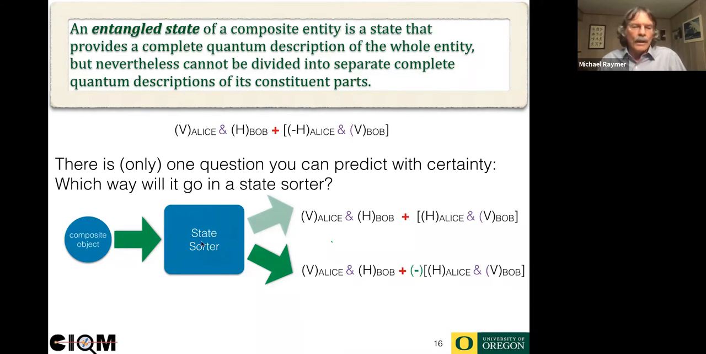So, for a single photon, this would just be a calcite crystal. But for a pair of photons as the composite object, it would be something much more complicated. But they do exist. So it is possible if I prepare this state and I put it through this, I know it's going to go down this way with probability equal to one. So there is such a measurement I could make, but only this one measurement.